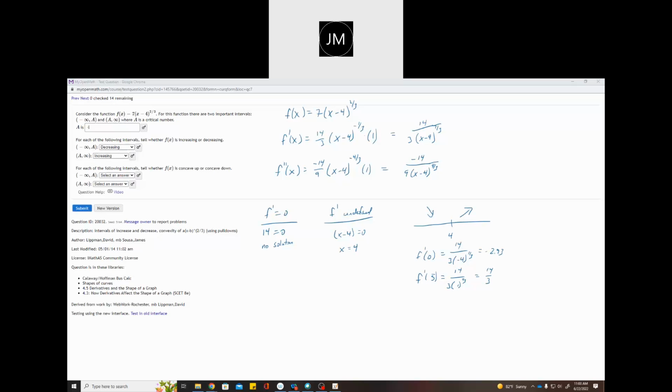Okay, now we test for concavity. So what I'm going to do is look at the second derivative and ask, where is the second derivative 0 and where is the second derivative undefined? The second derivative is 0 when the numerator is 0, and negative 14 is not 0. No x values make negative 14 and 0 the same number. It'll be undefined when the denominator is 0, and that happens when x minus 4 is 0, so x equals 4 is the only critical value for my second derivative.